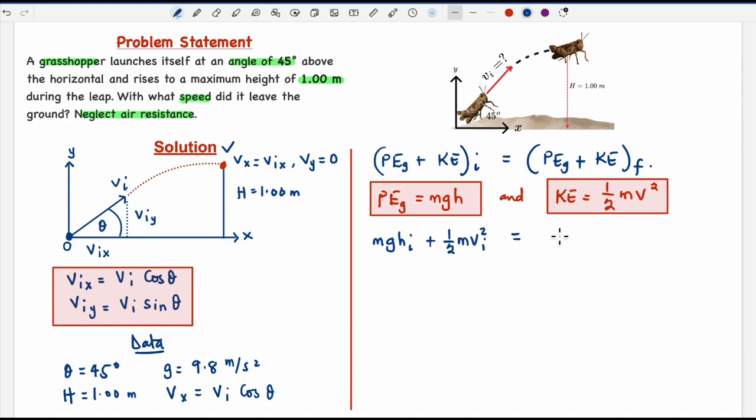That should be equal to mgh final. That's the final height, the height of 1 meter that we are interested in at that point, plus the kinetic energy at that point. As I stated earlier, it would have no vertical speed, however it possesses kinetic energy because it has the horizontal speed, which we know remains constant throughout the motion because the acceleration of free fall does not act on the horizontal speed. So that gives us 1/2 mv final squared, v final indicating the final point we are interested in.